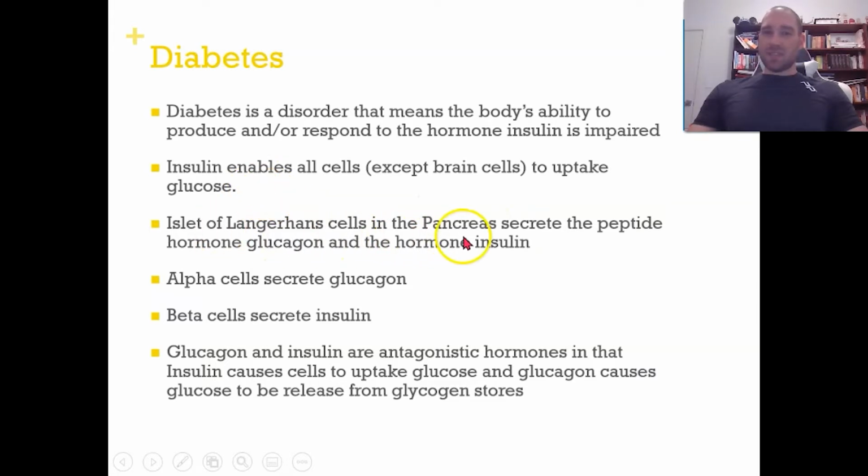Islets of Langerhans cells in the pancreas secrete the peptide hormone glucagon and also the hormone insulin. Alpha cells secrete glucagon and beta cells secrete insulin, and these are antagonistic. Glucagon causes you to release sugar into your blood. Insulin causes you to absorb sugar from your blood. So they're antagonistic. They fight against each other. So insulin causes uptake of glucose from cells and turning it into glycogen. Glucagon turns glycogen into glucose, and then that's released from cells.